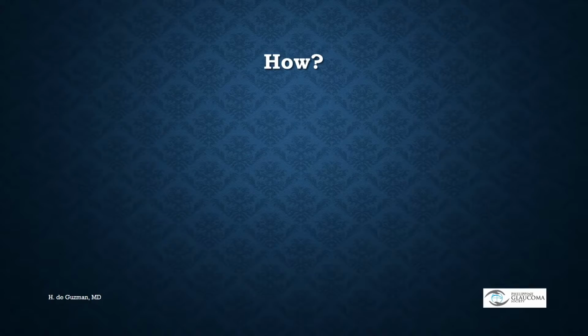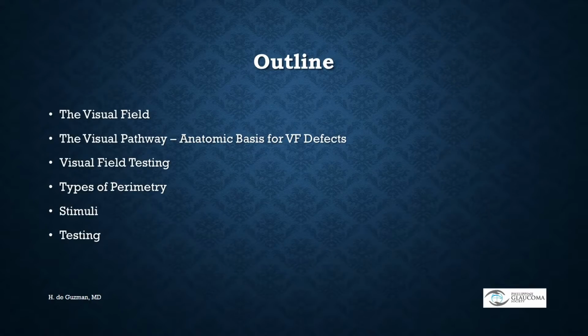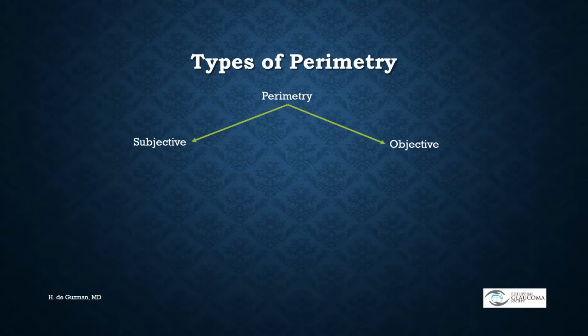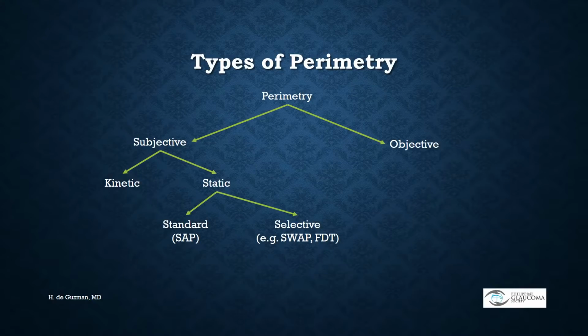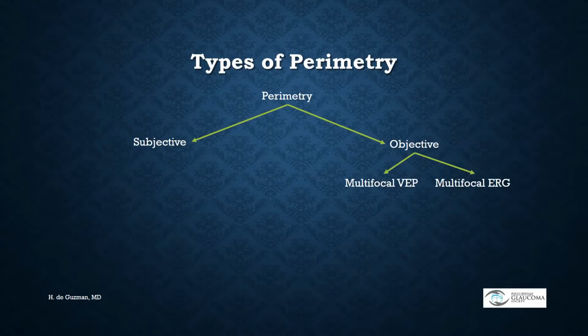How we do it, this is the next topic for discussion. Perimetry can be divided into subjective and objective types. Subjective can be divided into kinetic and static, and static can be divided into standard and selective. For objective, the most common types we have are multifocal VEP and multifocal ERG.